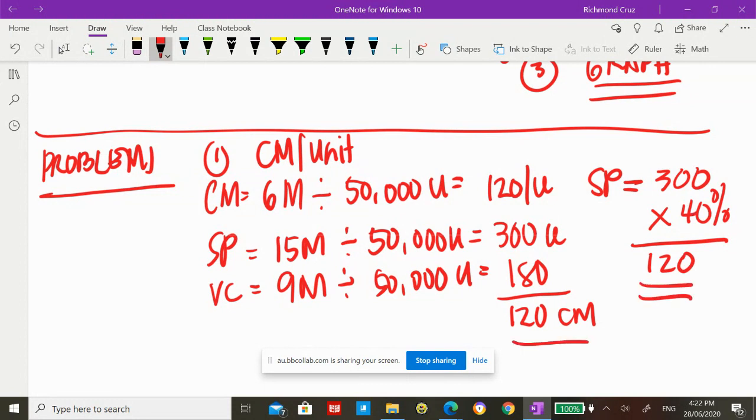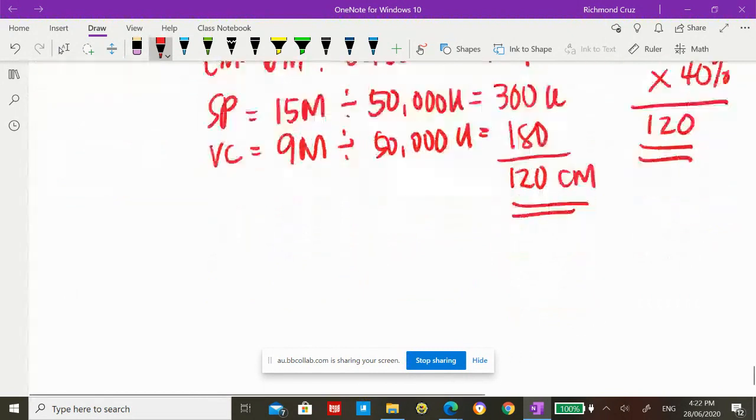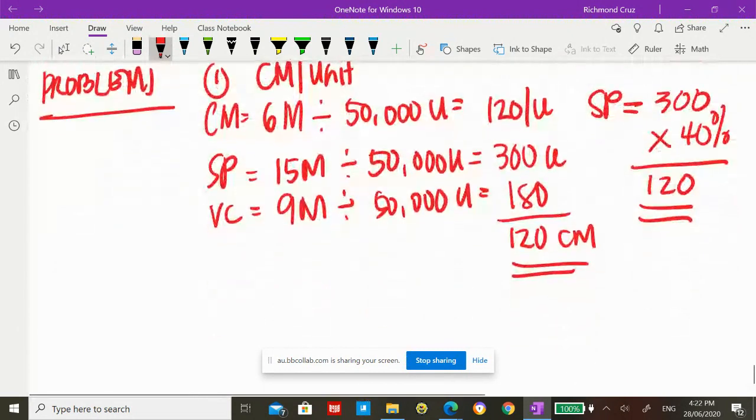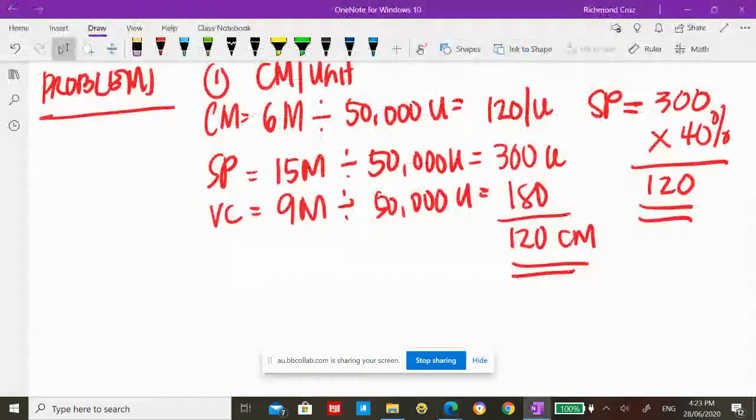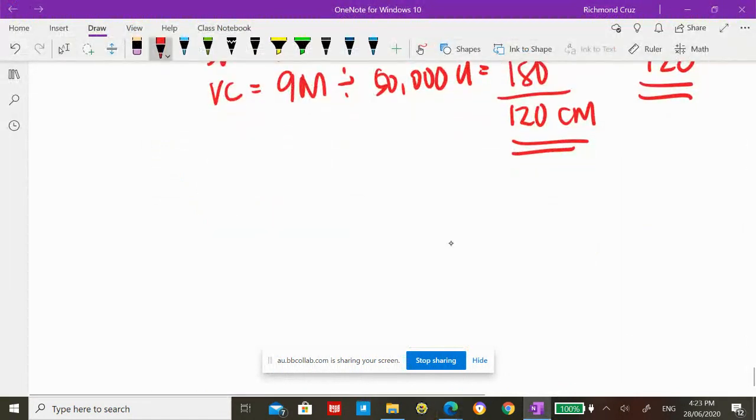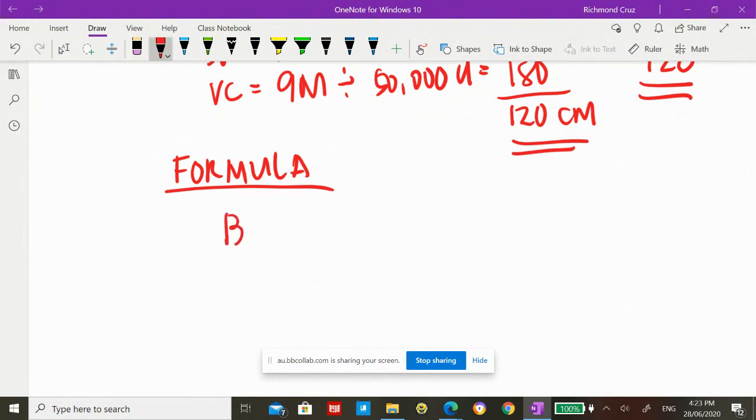So, any method will do. It's up to you kung anong gusto mong gamitin. So, aside from the contribution margin per unit, we're done with the first requirement. Sabi niya, calculate the break-even points in units. So, gagamitin ko lang yung formula. I will use the formula method, and that will be the break-even point in units.